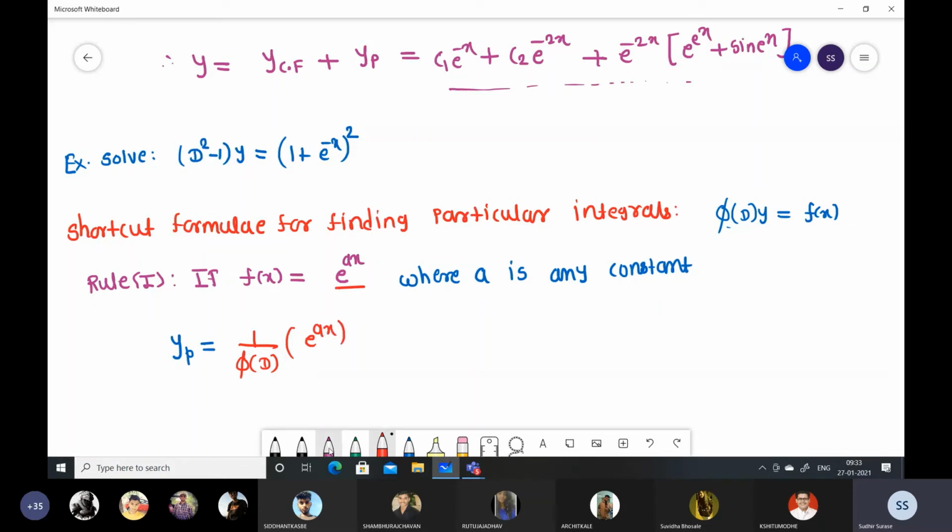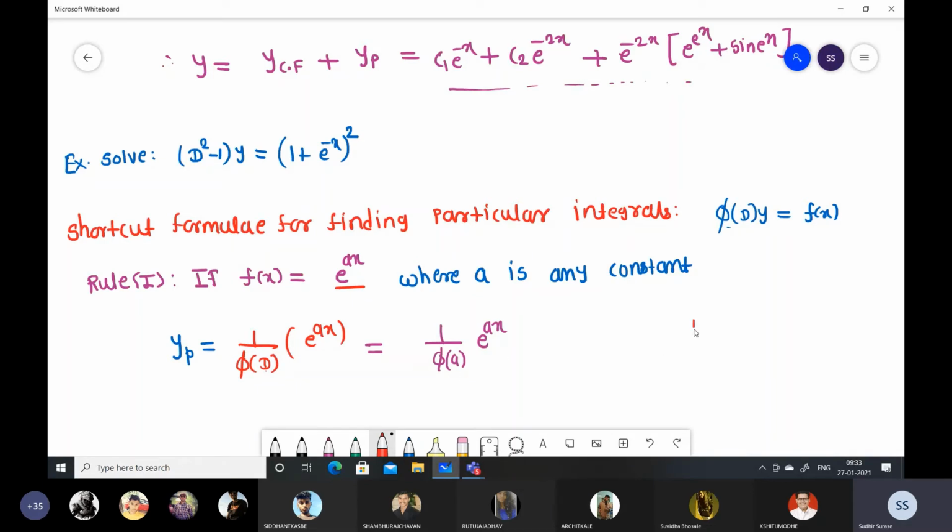Up to this everyone knows, but after that what? We don't want to use the general method. So can we have any other formula? Yes, you have. Directly you have to write 1 upon, just replace the value of D by this constant a. So this will be 1 upon phi of a, e to the power ax. So directly you will get some constant number at the denominator, instead of that operator.